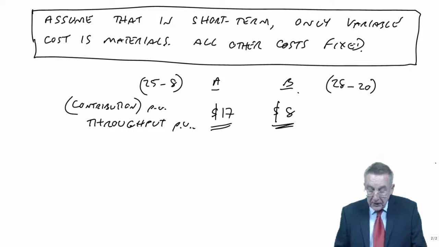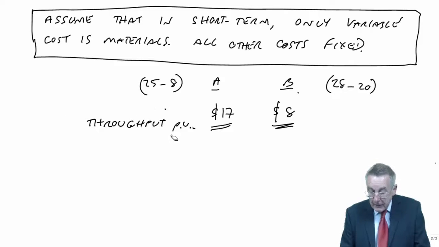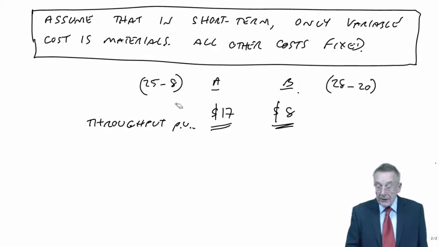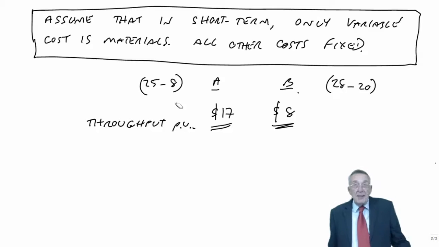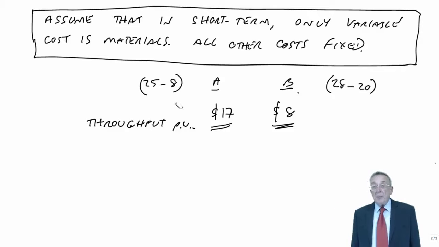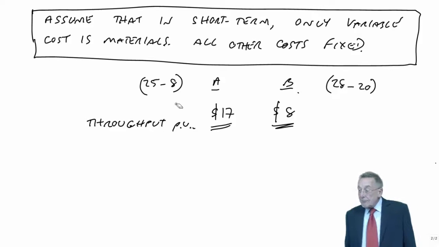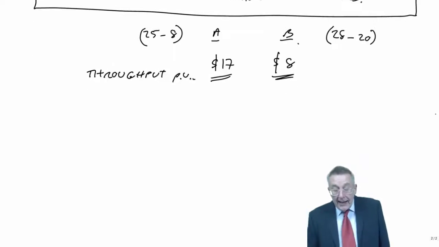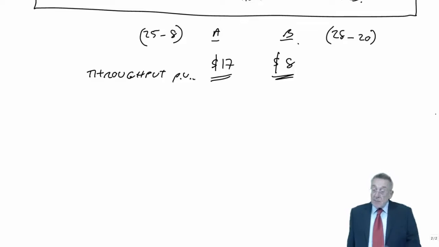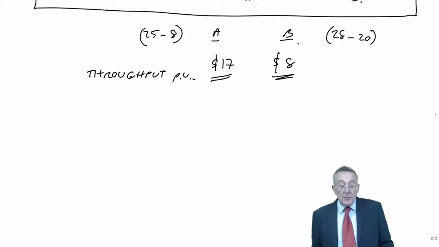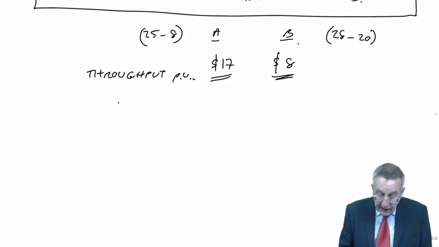And so the throughput per unit, as I say, we no longer call it contribution, otherwise there's the danger of getting muddled, but it's the same thing. But there is the throughput per unit. Again, we need to know which is best, but for exactly the same reasons as before, we have to take into account the units of the limited resource, the machine hours per unit.